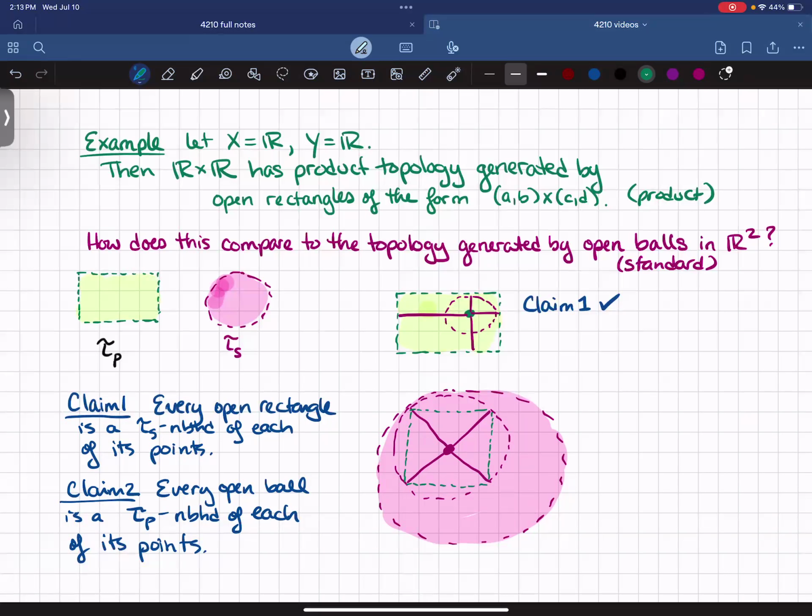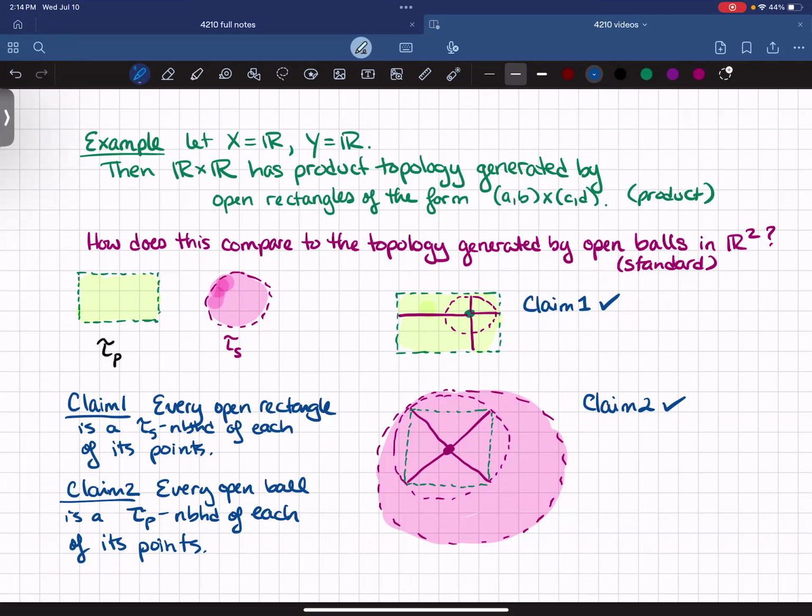And there I've drawn a rectangle. In fact, it's even a square, which is even slightly better. I've drawn a rectangle inside of this smaller ball, which is inside of this bigger ball. And this shows me that claim 2 is true because I've shown that every open ball is a neighborhood in the sense of the product topology. So every open ball, if I take a point in it, I can draw a rectangle around that point and stay inside of the open ball.